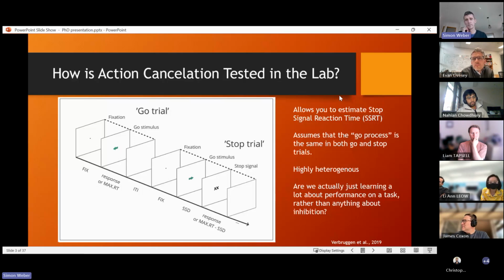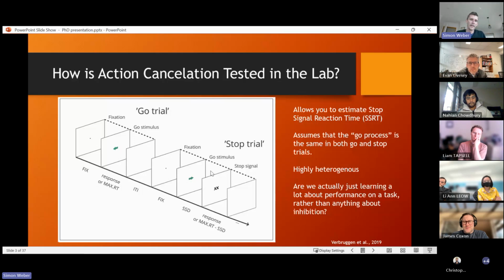And so you end up with one measure per participant per task, as in one piece of data. And importantly, there are a number of different ways that you can calculate it, but it assumes that the go process and the stop process are distinct, and they're just racing each other, and whichever one reaches threshold first determines the behavioural outcome.